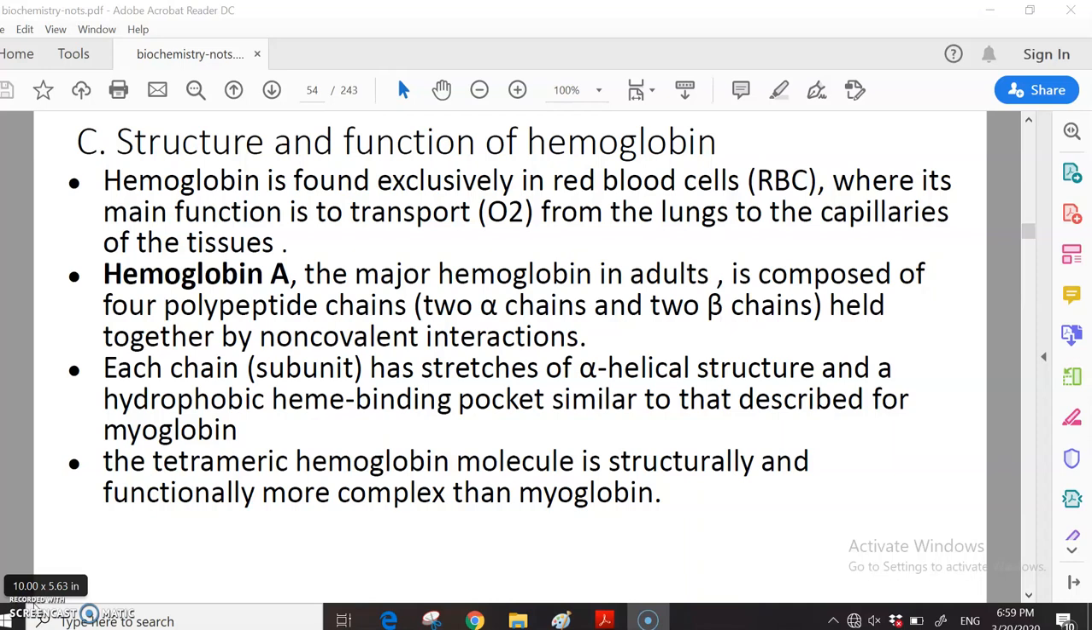نواصل مع structure and function of hemoglobin. نلاحظ أن الهيموغلوبين يوجد بشكل خاص في اللي هي red blood cell، ووظيفته تكون اللي هي transport of oxygen from lungs to capillary of tissue. الهيموغلوبين يوجد بشكل عام in adult as hemoglobin A.